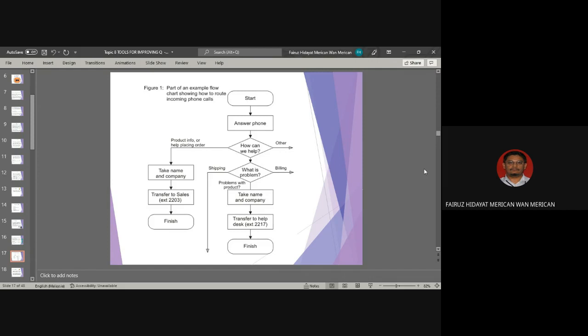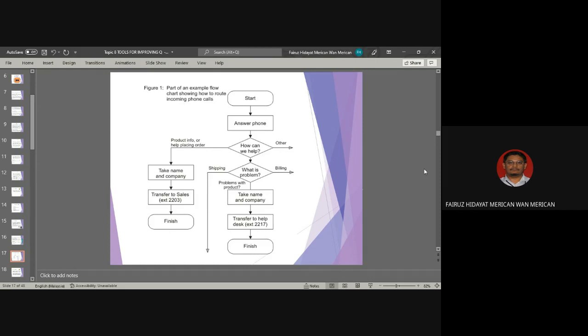Okay, so if, for example, the caller wants to know about the product info, the operator will then take the name and the company name. Okay, that's the instruction for the operator. Whenever the caller asks for product info, first of all, you must always take the name and the company, and then the next instruction is to transfer to the sales department, and that's the end of their task. Okay? And if the caller asks for other requests, they will also go through the same process. Okay? They have the instruction and then they make the decisions.